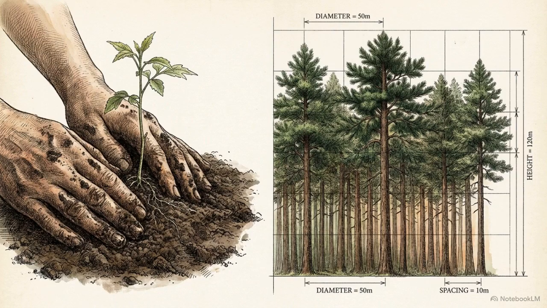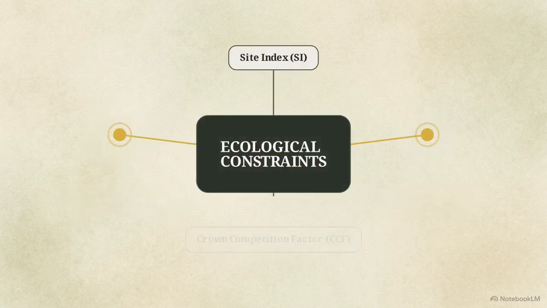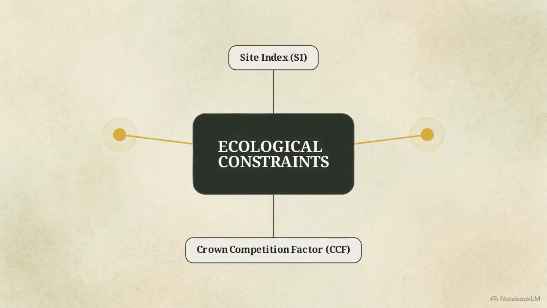Silviculture is far more rigorous than simple tree planting. It is the calculated hijacking of natural biological succession. Whether a stand is managed for an 80-year rotation of sal timber or a 10-year block of paper pulp, the biological constraints of site index and crown competition remain absolute.